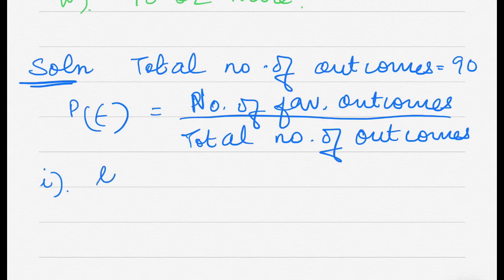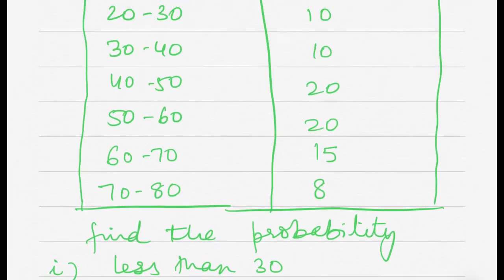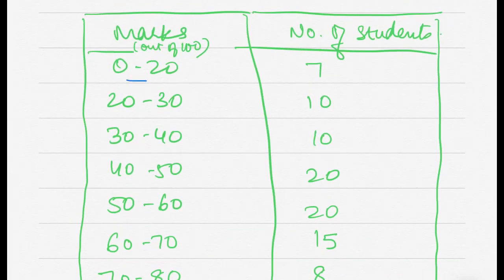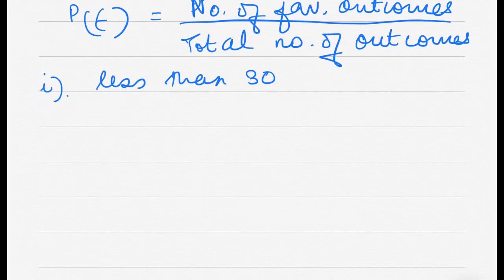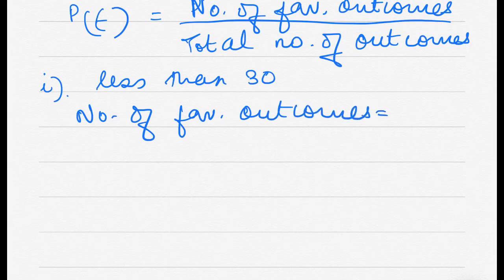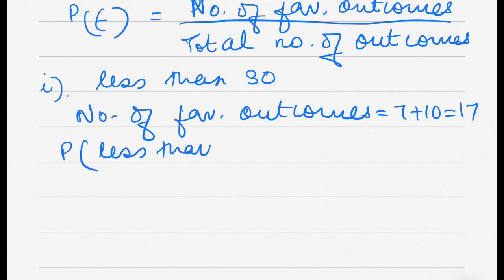Then we'll move to each part. The first part says less than 30. So how many students have got less than 30? This is between 0 to 20 and 20 to 30. So I have to add both of these, 10 and 7, 17. So the number of favorable outcomes is equal to 7 plus 10, so 17. So the probability that a student has got less than 30 marks will be equal to 17 by 90.